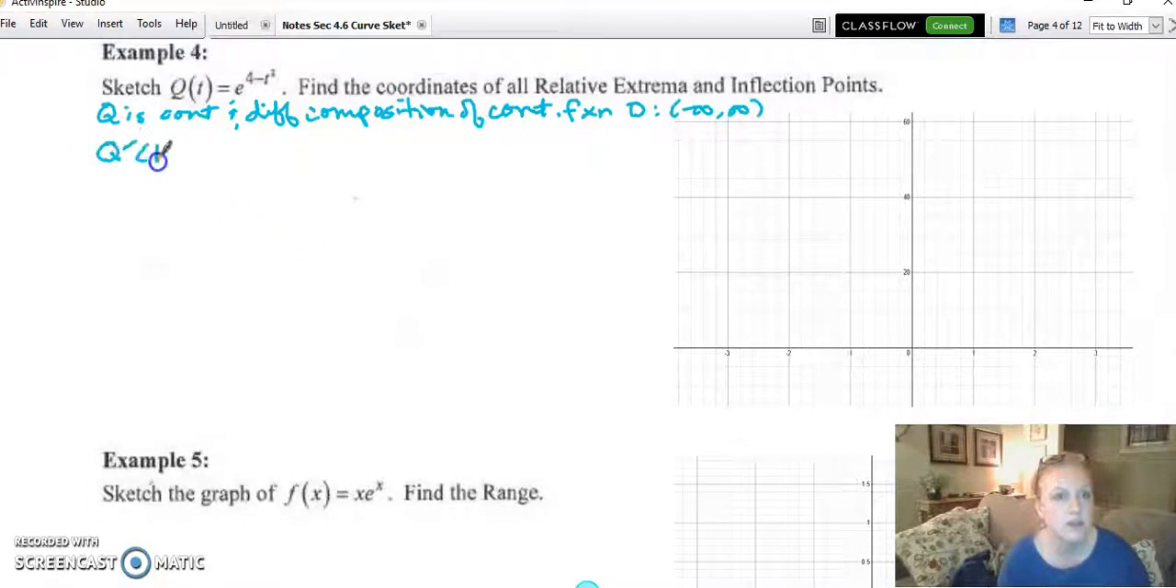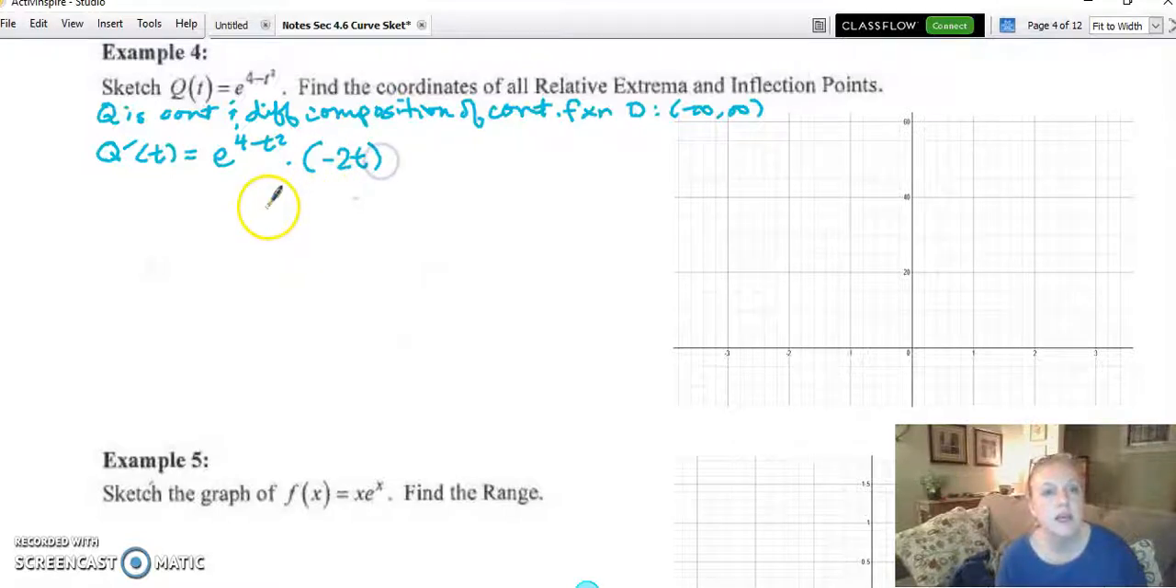derivative, so q prime of t. Make sure that we pay attention. Since it's composition, you are going to have to use chain rule. So we do our derivative. Derivative of e to the stuff would be e to the stuff times the derivative of the stuff, which is negative 2t. In terms of our critical values for that, we would have q prime of t equals 0. The only factor that affects whether or not the product is going to be 0 is the negative 2t, so that would be at t equal to 0.